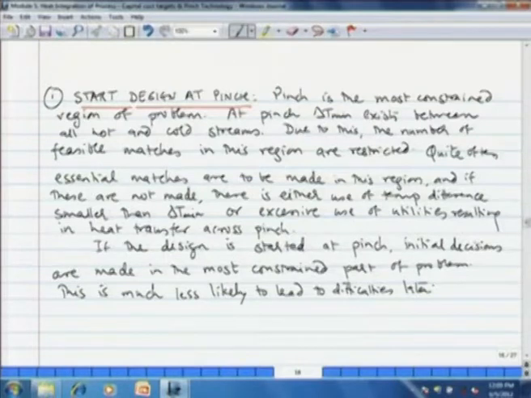Why? Because if these matches are not made in the constrained region, there is either use of a temperature difference smaller than delta T min, which is undesirable, or excessive use of utilities, which is also undesirable, and both of these can result in an increase of the cost. We may also have to go for heat transfer across pinch, which is prohibited. If the design is started at pinch, then initial decisions are made in the most constrained part of the problem, and this is less likely to lead to difficulties later in designing the network with the given constraints.